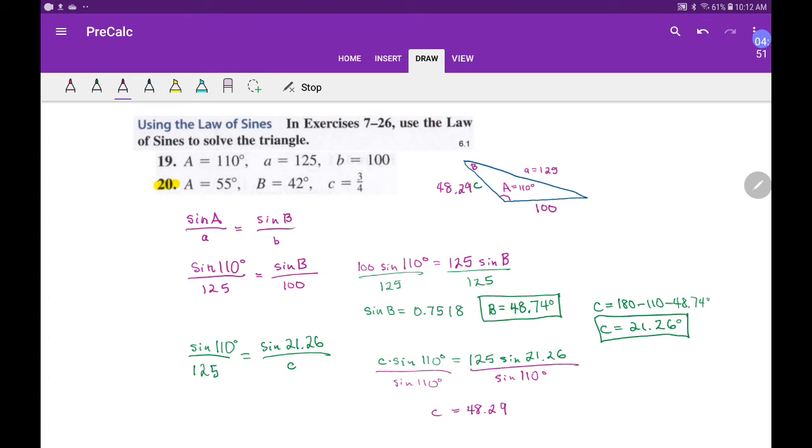But at least they're all across from the angles that make sense. Like if this angle right here is 21.26, it would have the smallest opening, 48.29, as a side opening up on that side. And A has the biggest angle, opening up on 125. B is in between, so it opens up on the in-between side, 100. That much seems reasonable, so we'll take it. This being our side here.